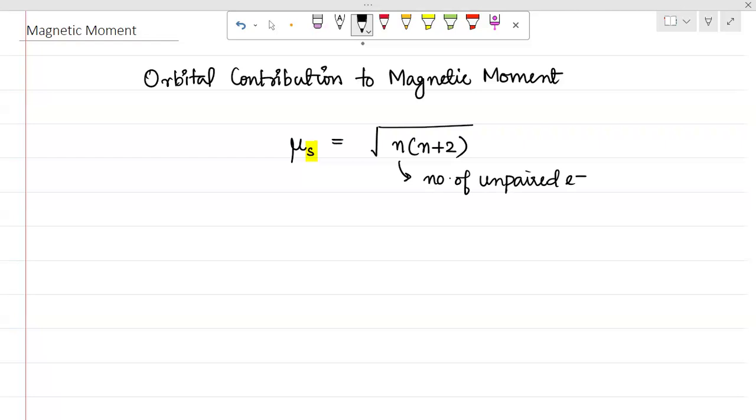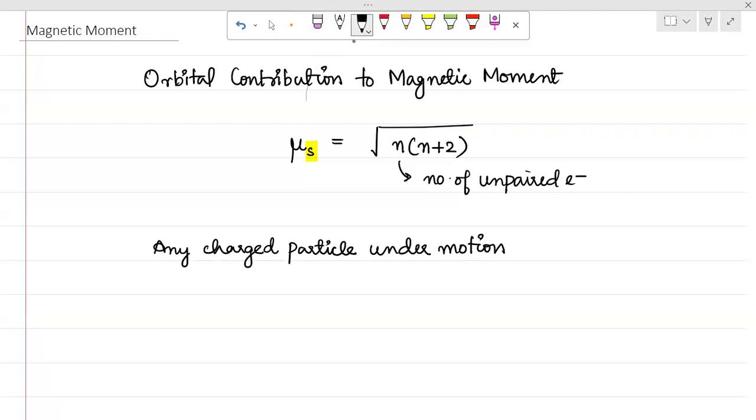Now, you might know this: any charged particle under motion. The charged particle that we are talking about is the electron. If it is moving, so our electrons also move.